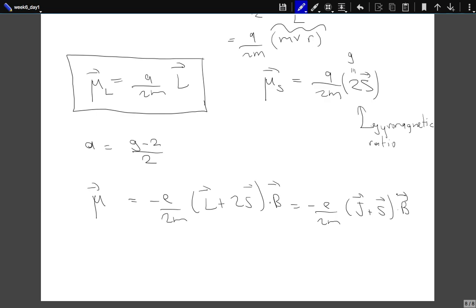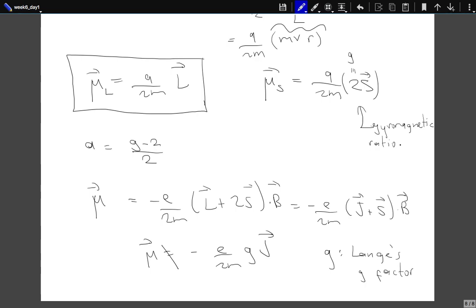In your book, it says minus e over 2m, g times J. This is not correct. g is not the gyromagnetic ratio. g is what's called the Landé g factor.